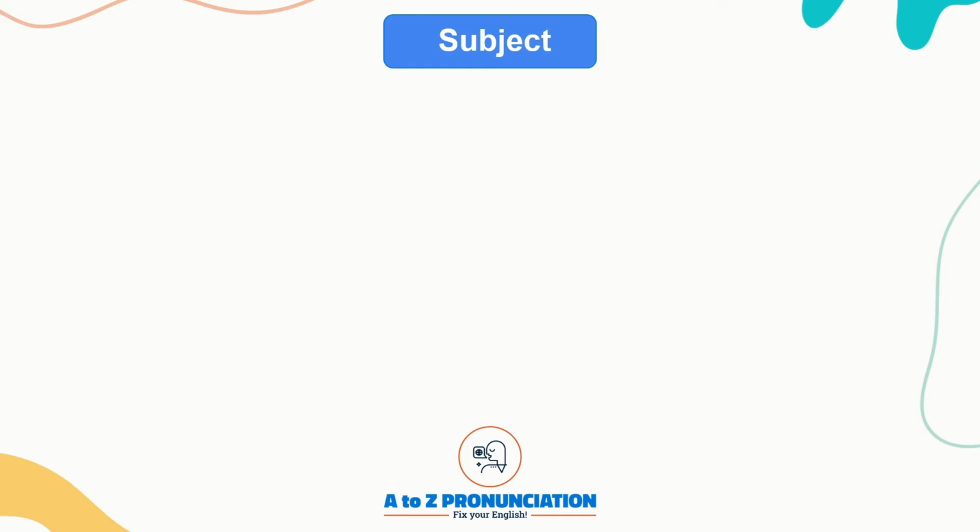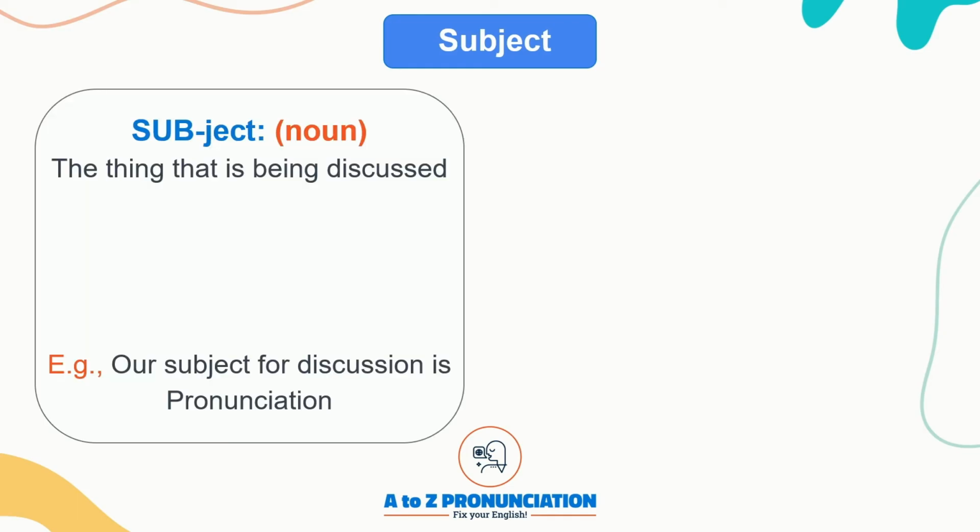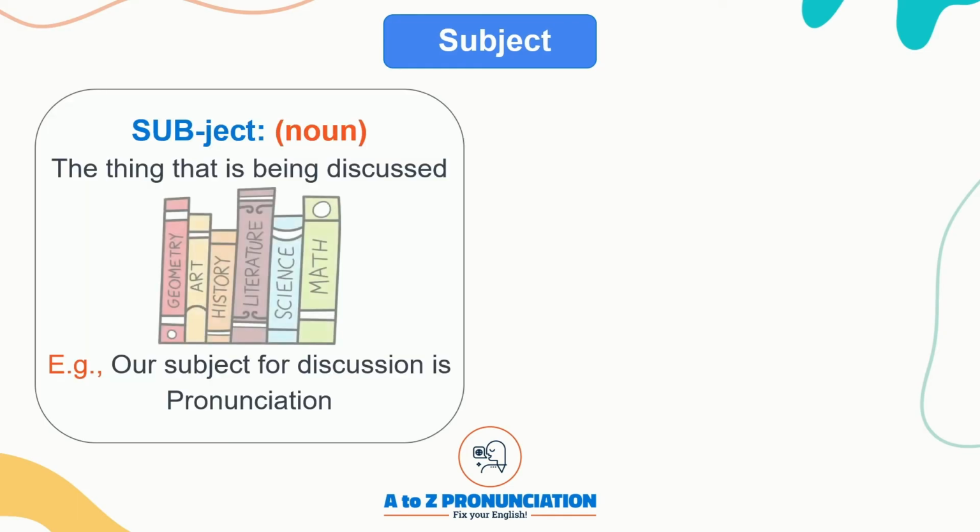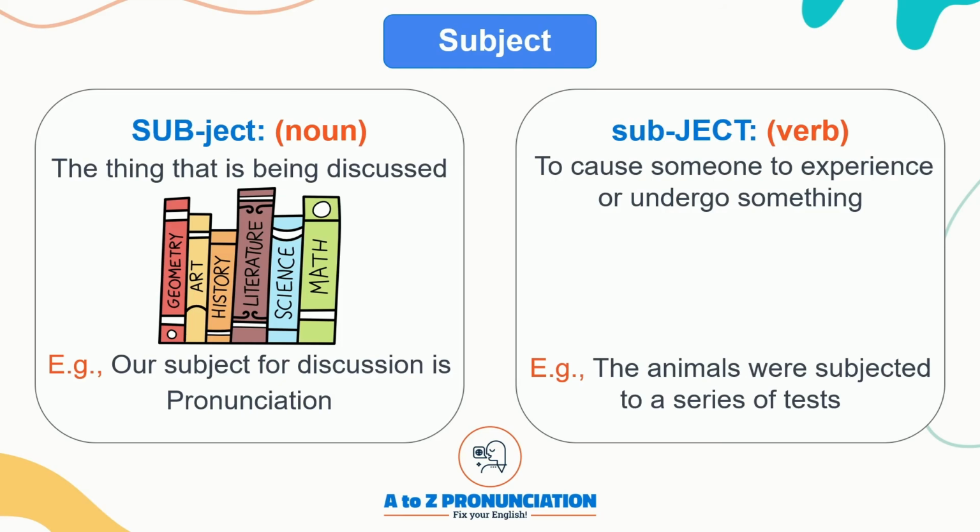Up next we have subject and subject. Subject, the noun, means the thing that is being discussed. For example, our subject for discussion is pronunciation. Subject, shifting the stress to the second syllable, gives us the verb carrying the meaning to cause someone to experience or undergo something. For example, the animals were subjected to a series of tests.